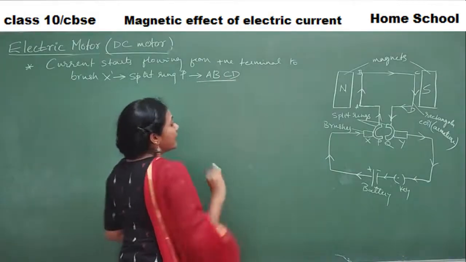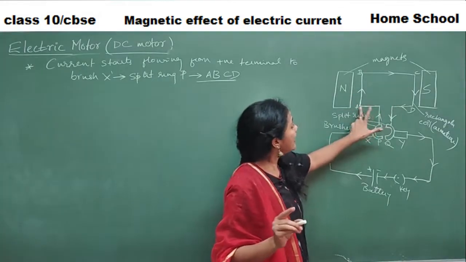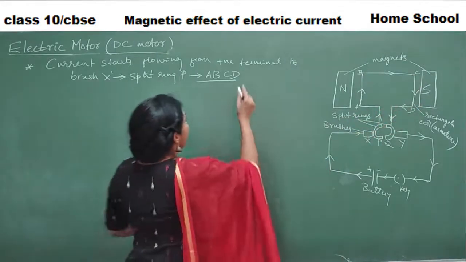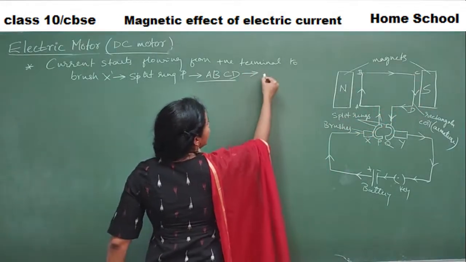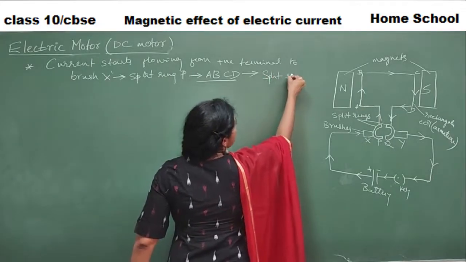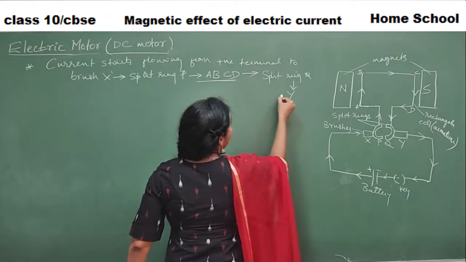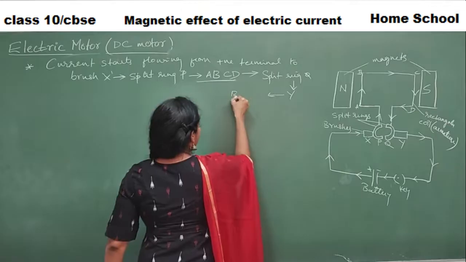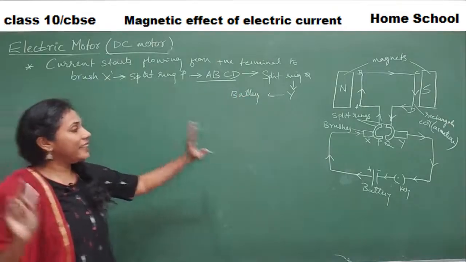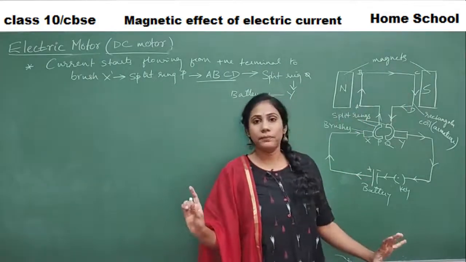This is very important. Initially, the direction of current in the coil is according to A, B, C, D, right? And again from ABCD, it is coming back to split ring Q, and then from split ring Q to Y and Y to the battery, right? So this is our direction of current initially in an electric motor, right?